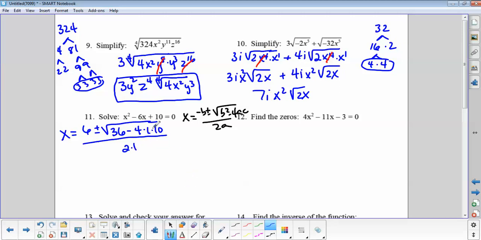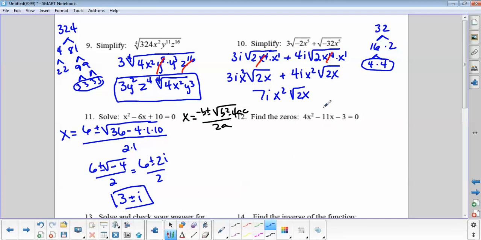Alright, this gives me 36 minus 40, which is -4 for my discriminant. So I have 6 plus or minus the square root of -4 over 2. The square root of -4 is 2i. So I have 6 plus or minus 2i over 2, and then you need to divide both terms by 2 to get 3 plus or minus i.